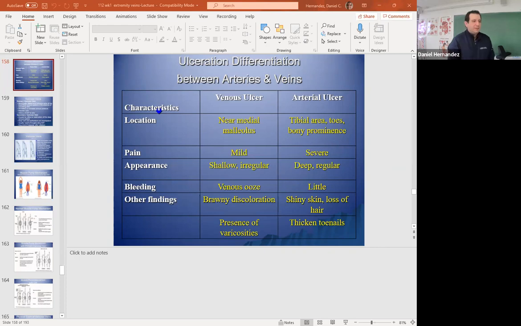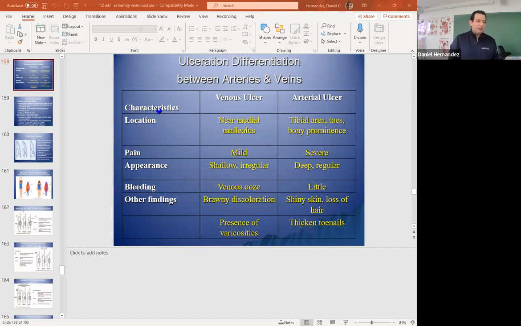So when we're talking about differences between venous and arterial ulcerations, there are some telltale differences in their appearance, as well as the typical locations of these ulcers. Venous ulcers are typically just above the medial malleolus, around that inside ankle. That area is known as the gaiter zone. Whereas arterial ulcers we typically see around bony prominences, the tibial areas, so around the shin, on the ankles themselves, and on the dorsum of the foot, the toes especially.